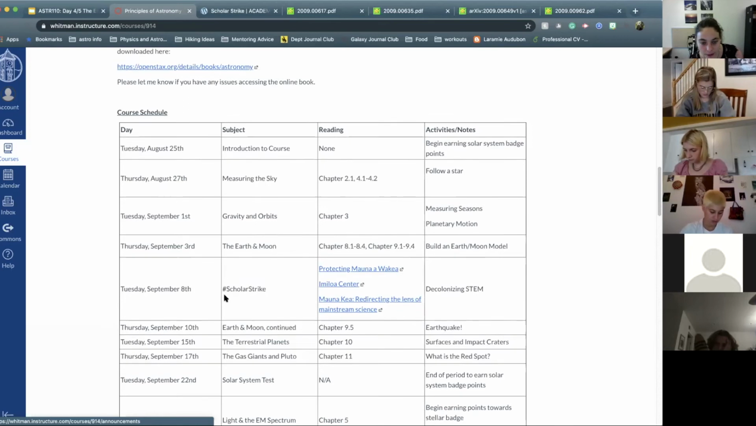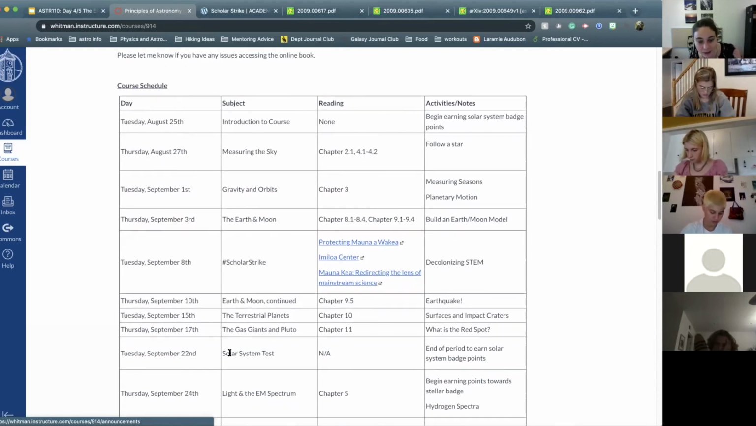So I've moved a few things around. That means I have moved our solar system test one day later. So you have a little extra time to earn points towards that badge, but we are getting close to about halfway through our first badge. So you should be starting to think about where your points are.